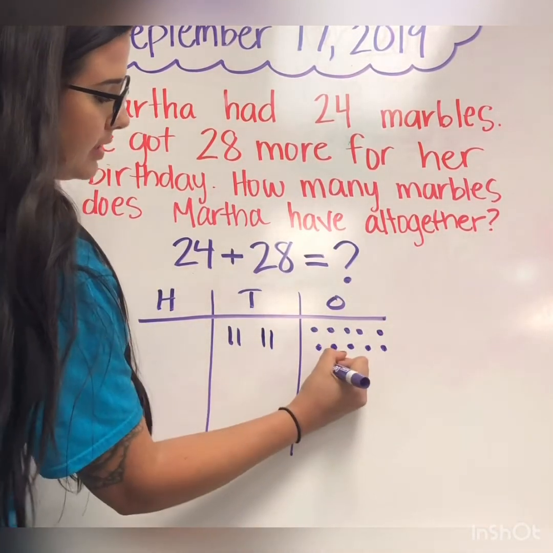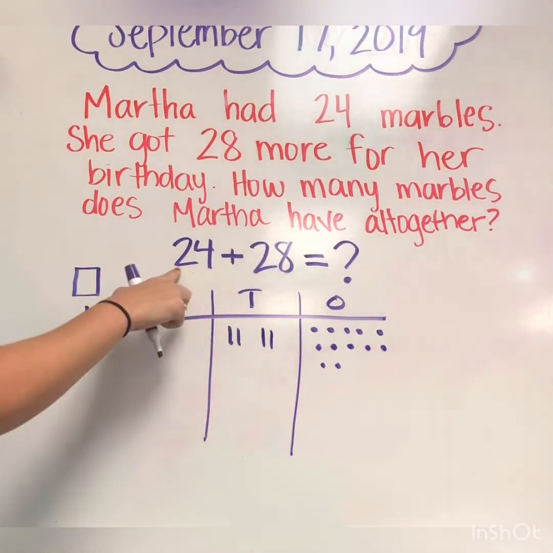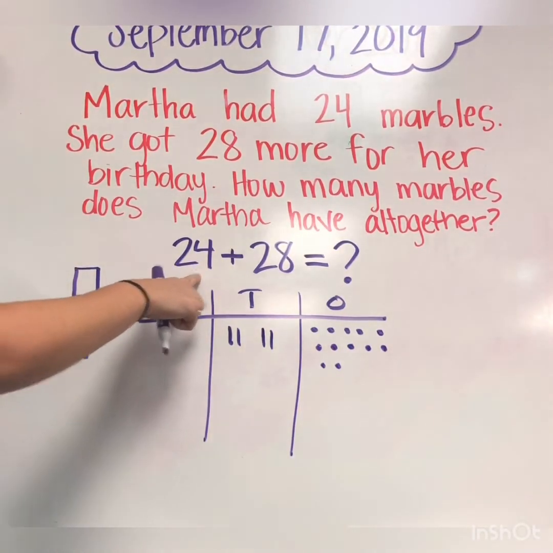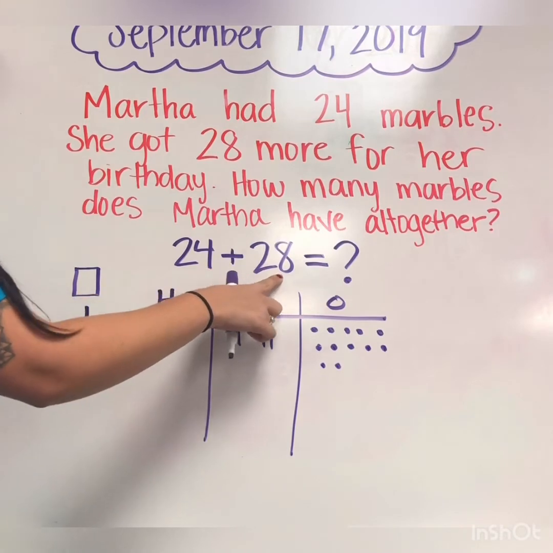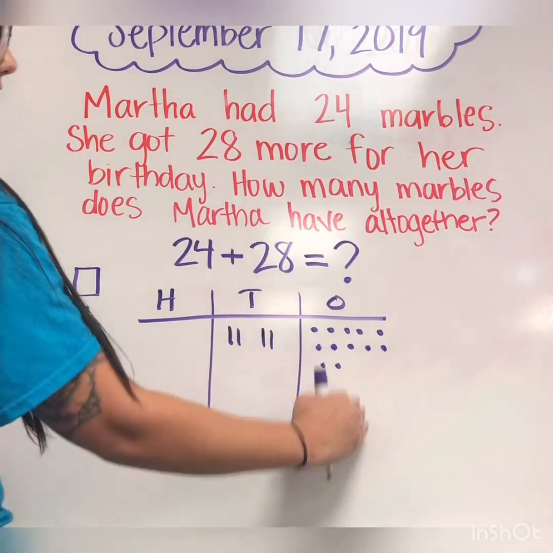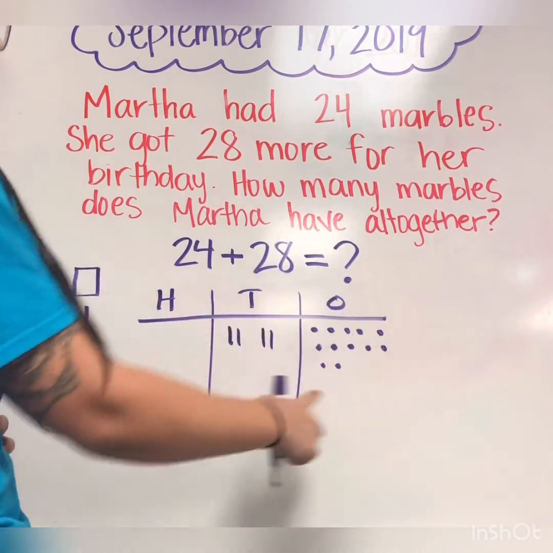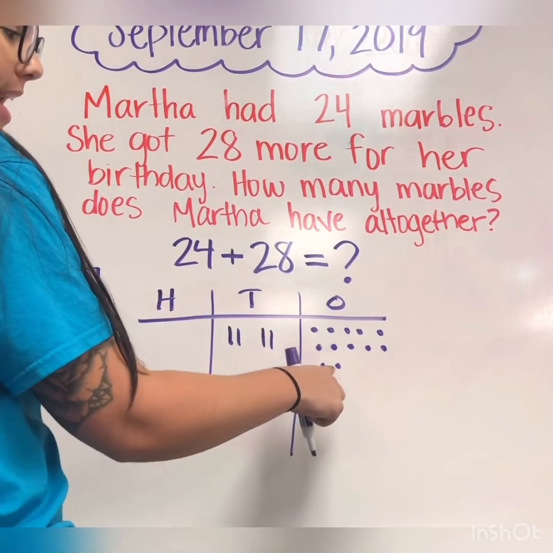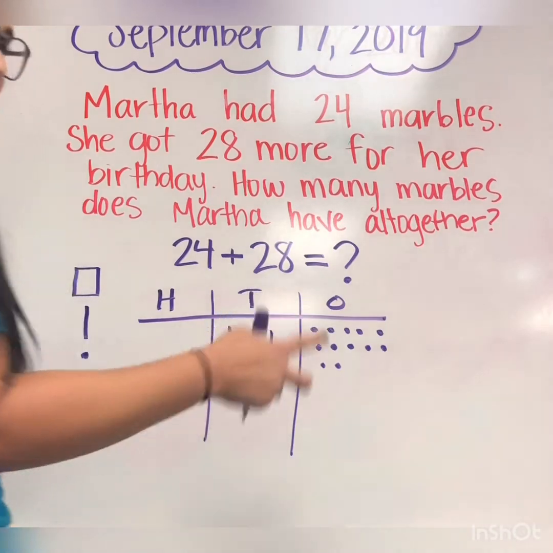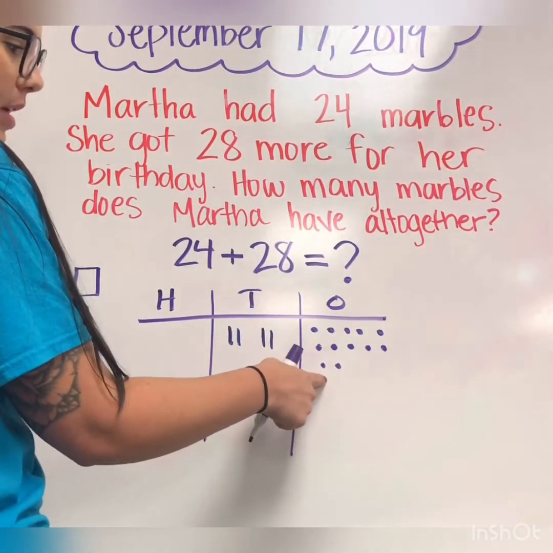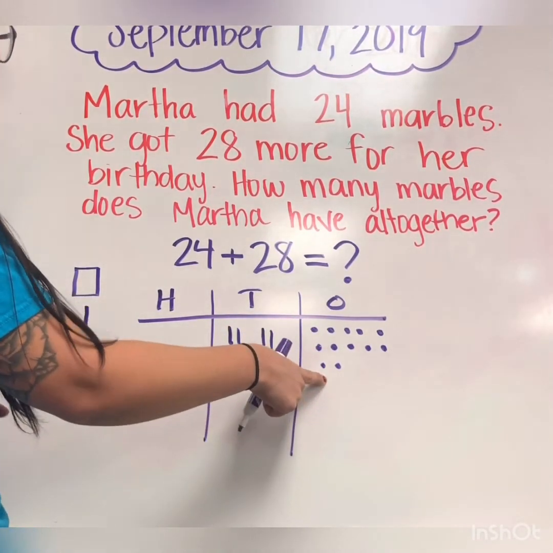5, 6, 7, 8. So now that I've represented 24 and I've represented 28, now all I need to do is add up the value of each column. Now if I start in my ones place, I notice right off the bat there's more than 10 ones. And I know to get to the next place value, we group in tens. So there's too many ones here. So I need to take a group of 10 and move it over.